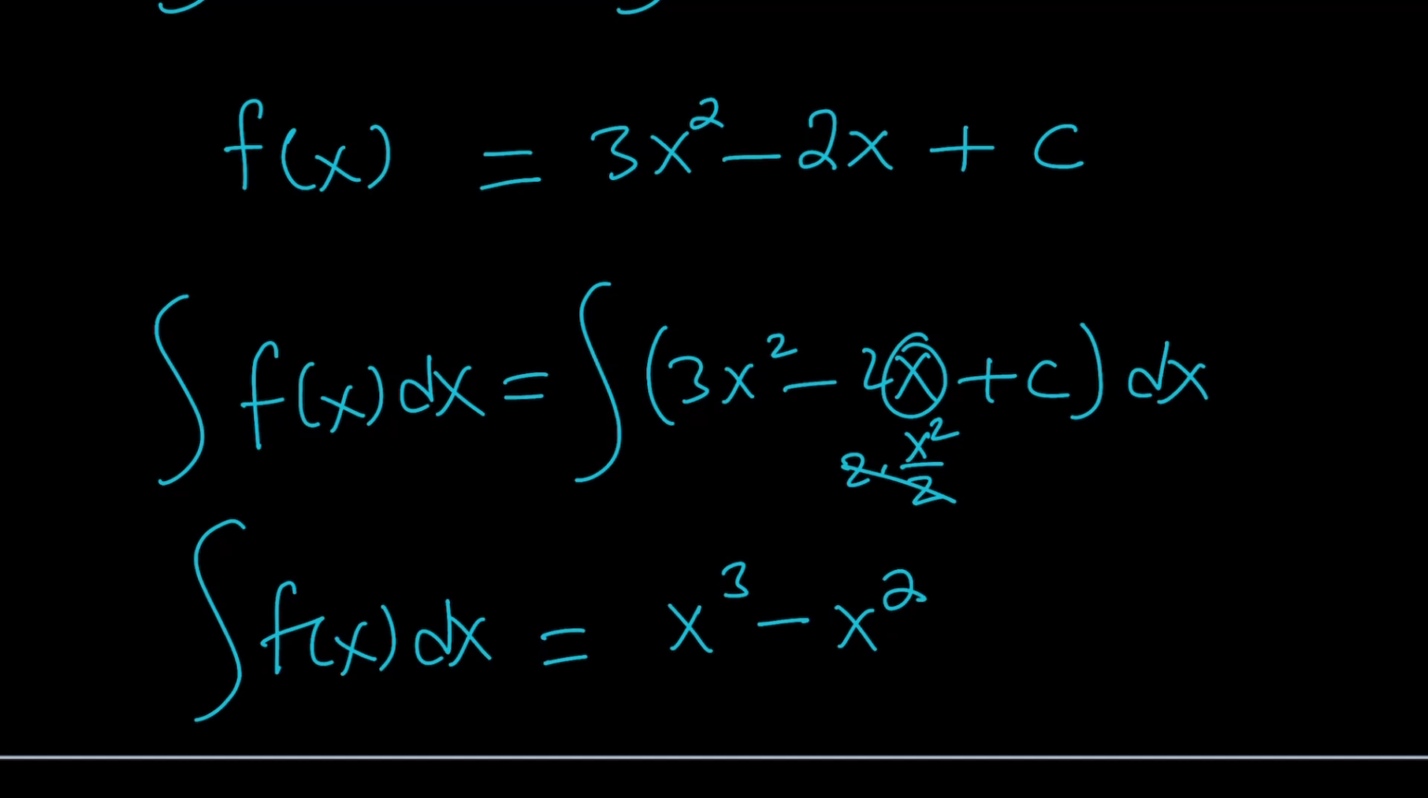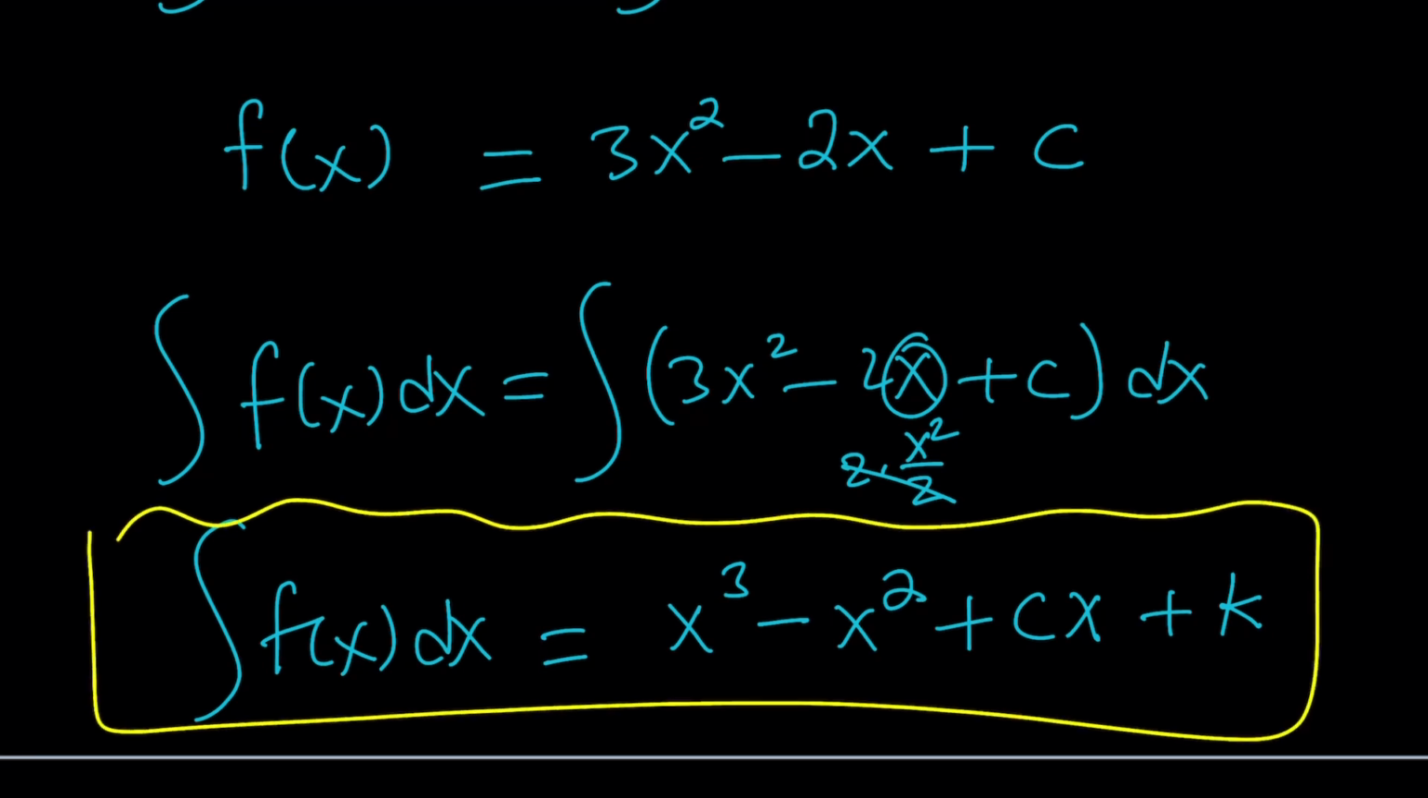And then c is a constant, so its integral is just going to be cx, but we also have to add another constant at the end, which we can write as k. Some people use c sub 1. Whatever you use is fine. But the answer is just going to be this function. Again, we have two constants.